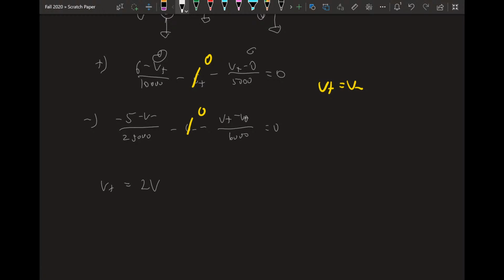An alternative way you could have done this is by using voltage division. If you recognize that there is no current going to the positive terminal of the op amp, that means the resistors are in series, so you can use voltage division. You could also say V plus equals the total voltage, 6, times 5,000 over (10,000 plus 5,000), and you'd get 2 as well. Both methods give you the same answer.